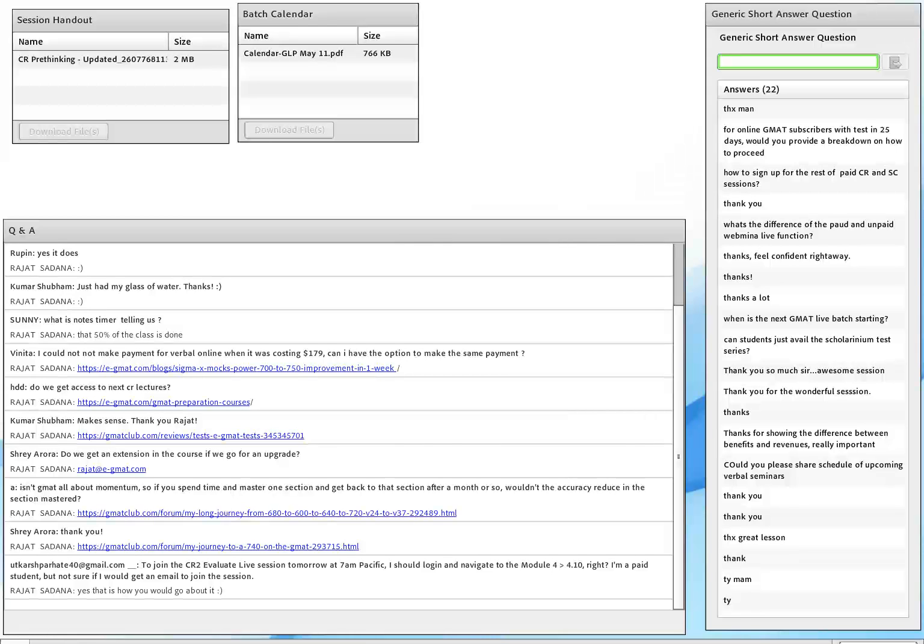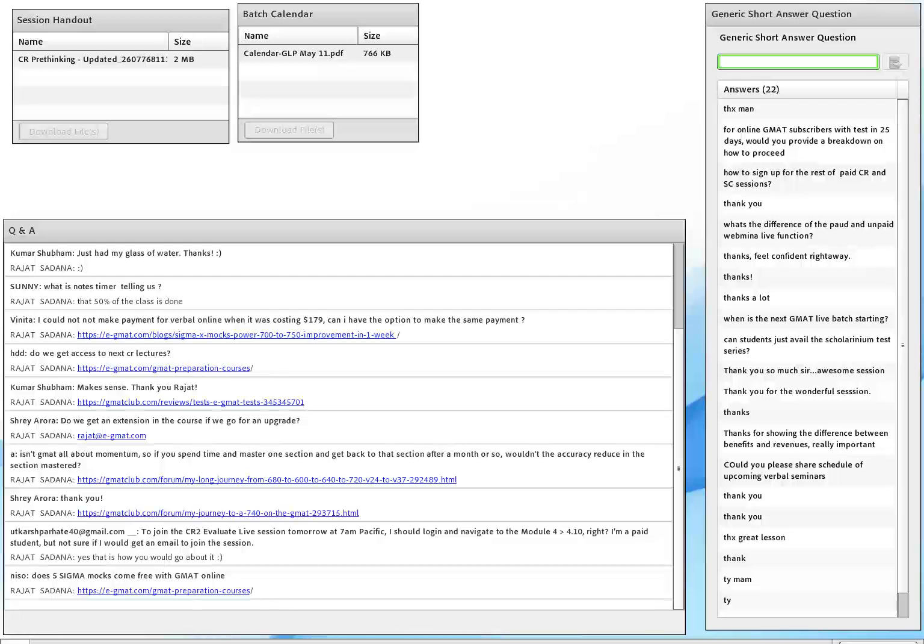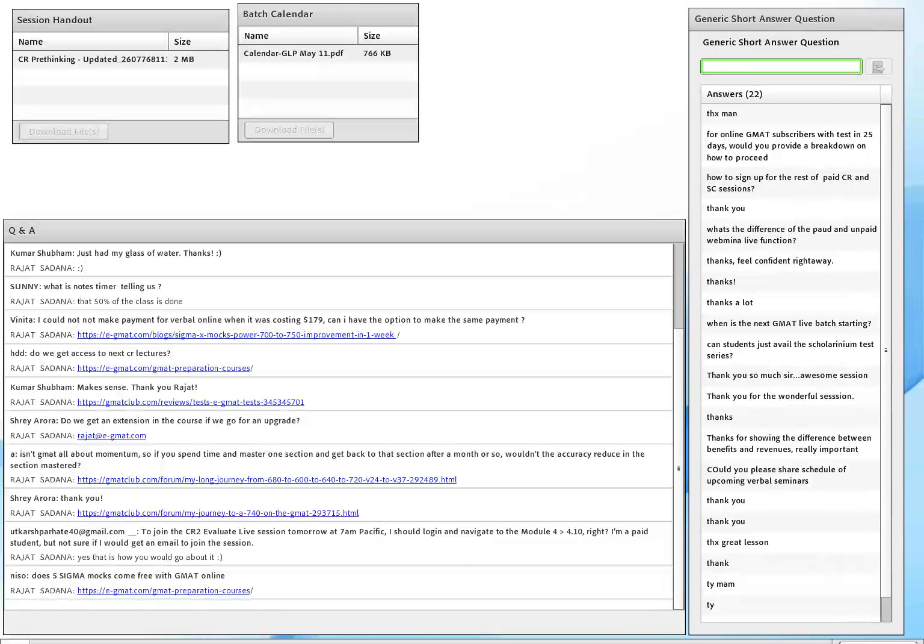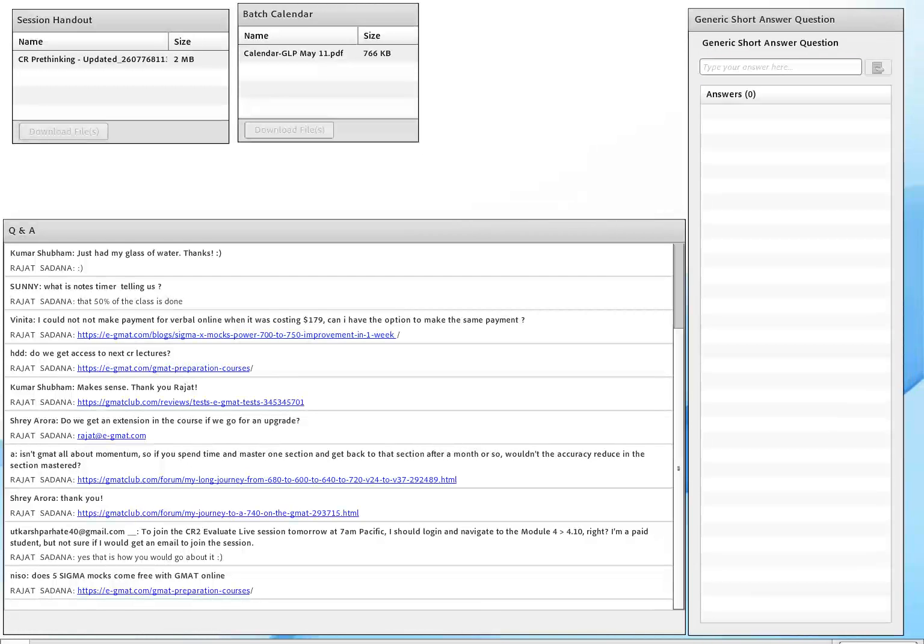Do Sigma X mocks come free with GMAT Online? They do, yes. If you see the plans and pricing page, you'll see that over there. So Sigma X mocks come free with GMAT Online. By the way, you get 1 mock test as a part of the free trial.